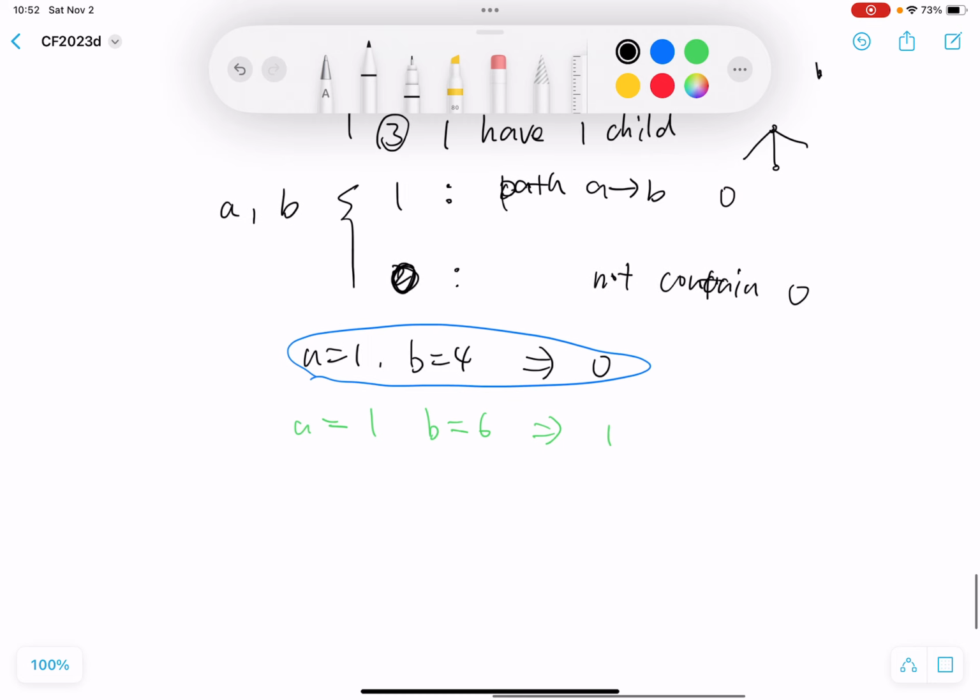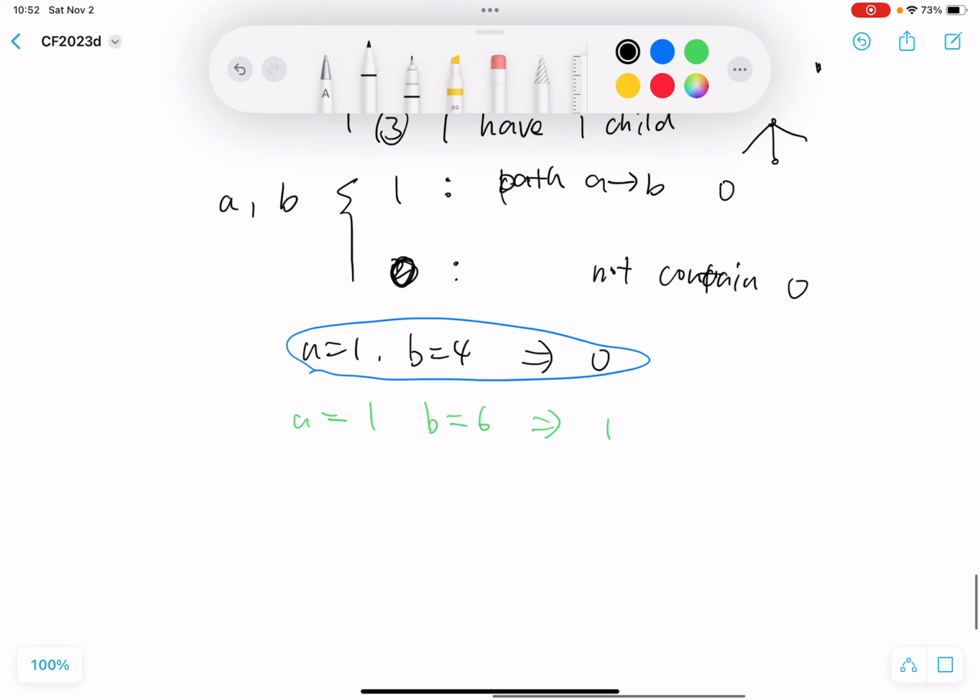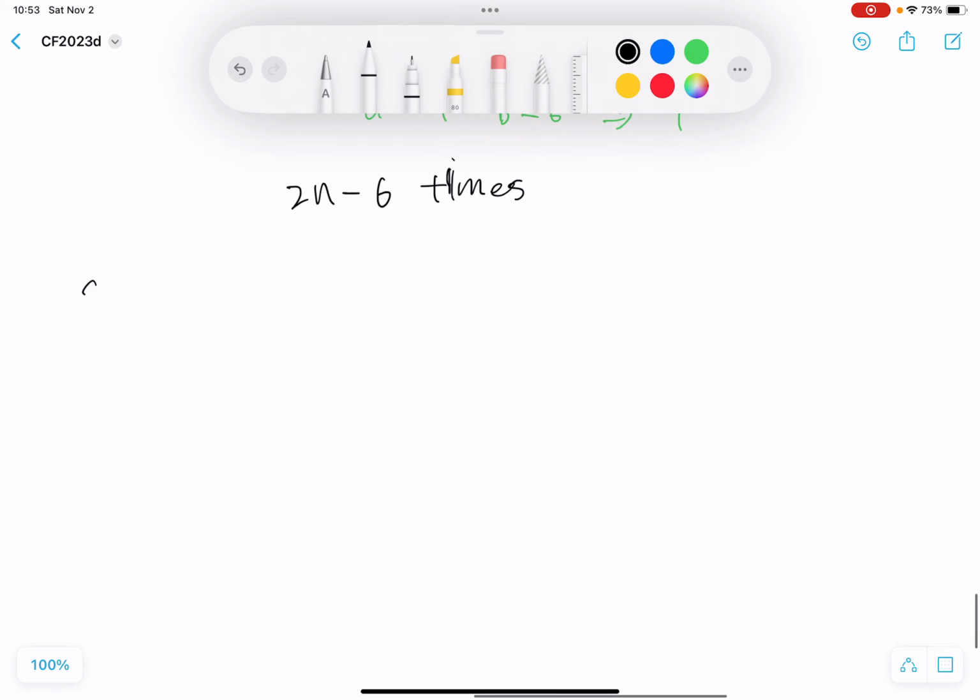In this problem, we have at most 2n minus 6 queries. After that, we need to return the structure of these trees. That means we need to return every parent node for every node in these trees from 0 to n minus 1. This is the description about this problem. The next part, let's talk about the solution.